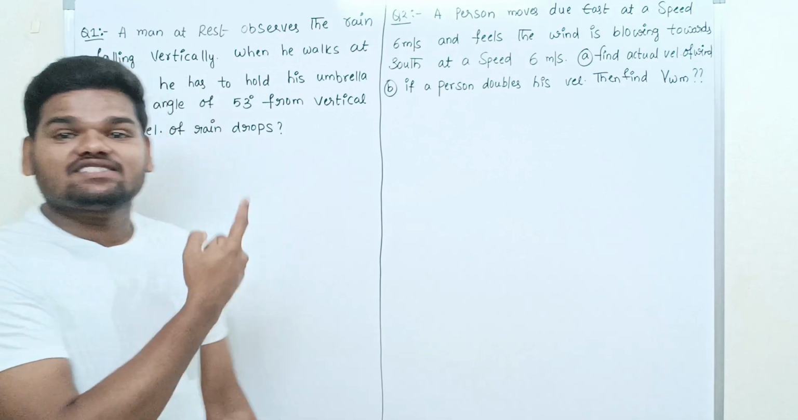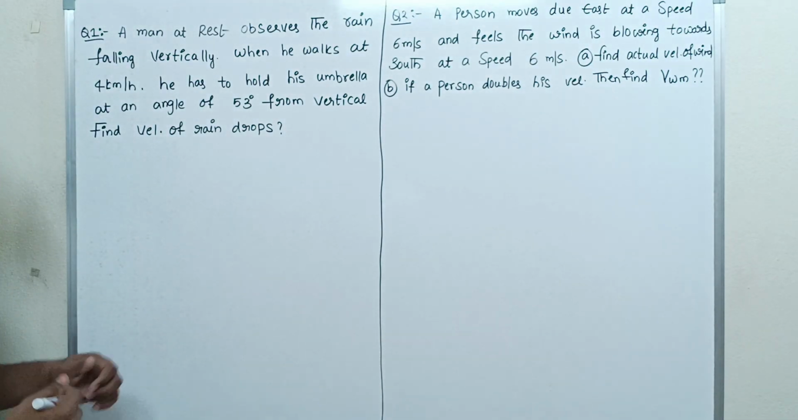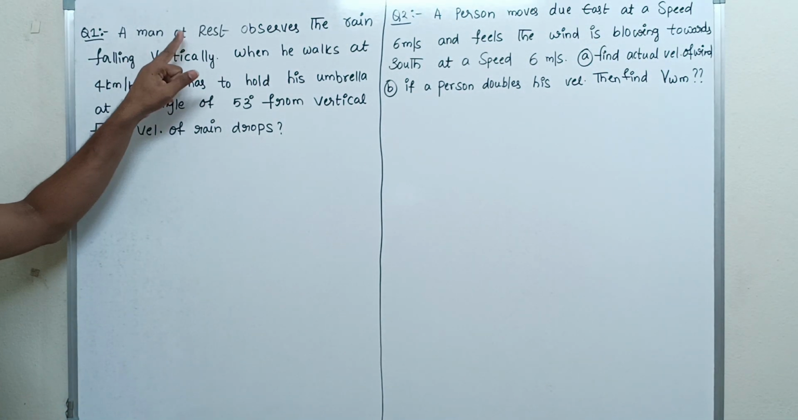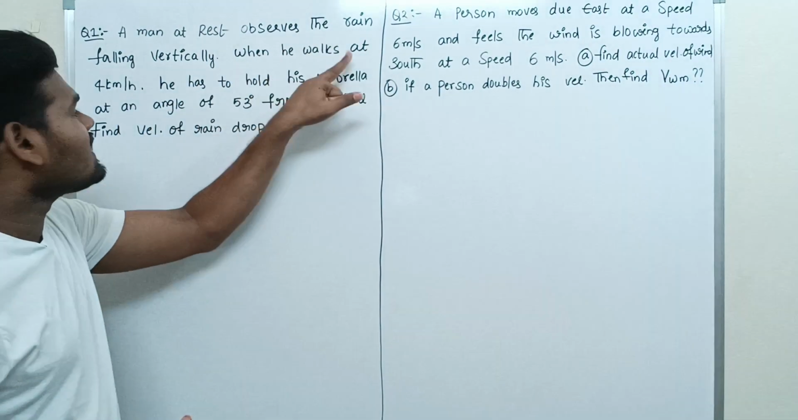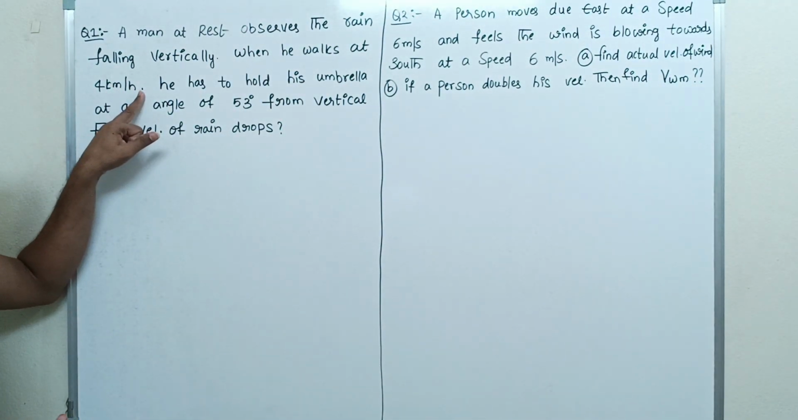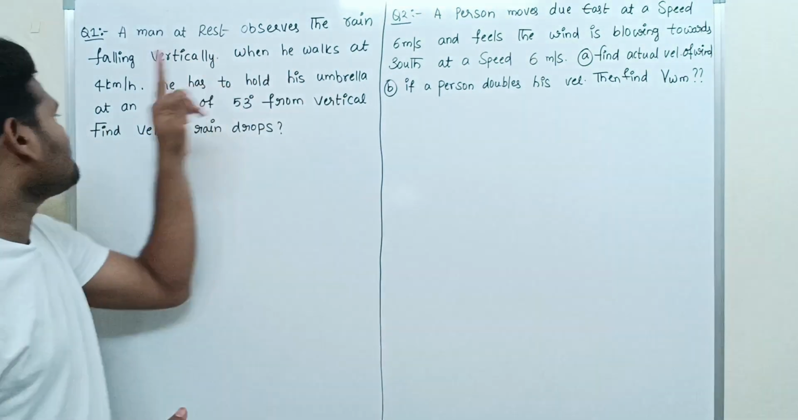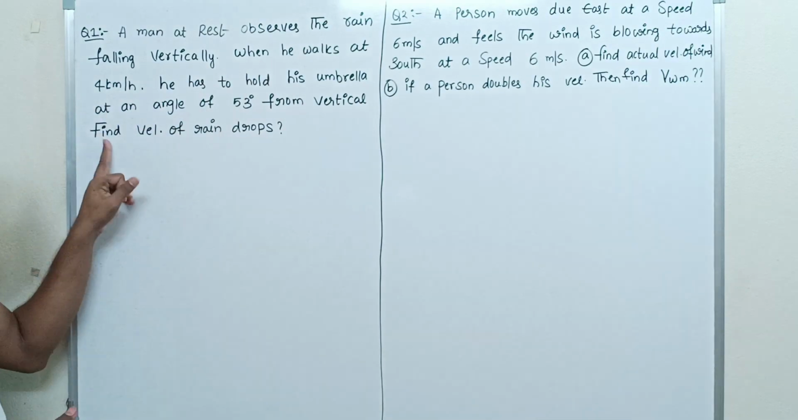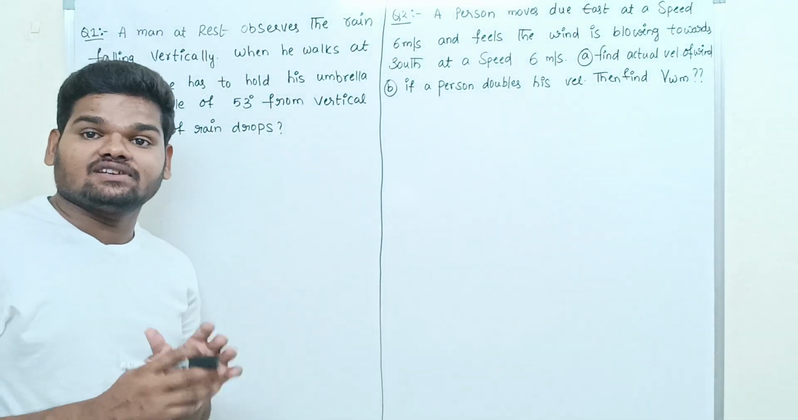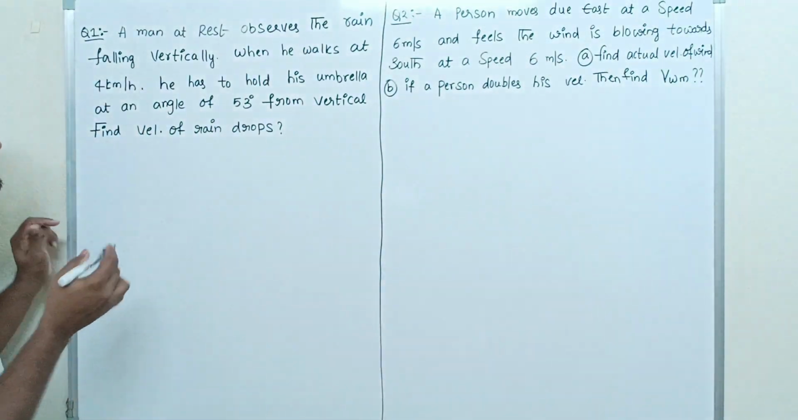So the first question of today's lecture is this. Have a look. A man at rest observed the rain falling vertically. When he walks at 4 km per hour, he has to hold his umbrella at an angle of 53 degrees from vertical. So find the velocity of raindrops. Have a look at what they are asking.